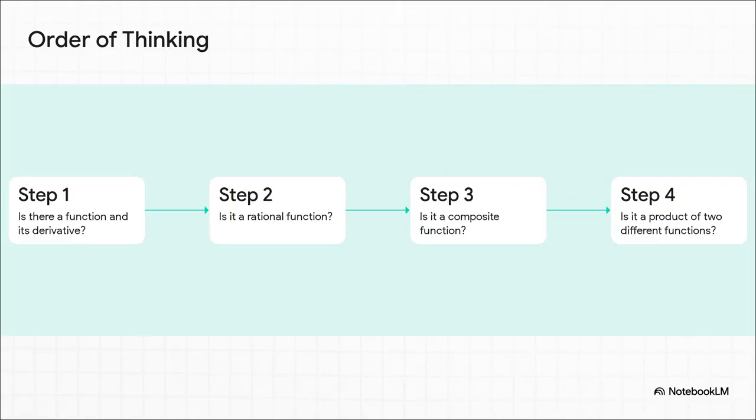Okay, here we go. This is probably the most important slide we're going to look at. This is the exact order your brain needs to follow, every single time. Think of it like a checklist. You always start at step 1, and you only move down the list if the answer is no. This specific order, that's the real key to getting it right quickly.